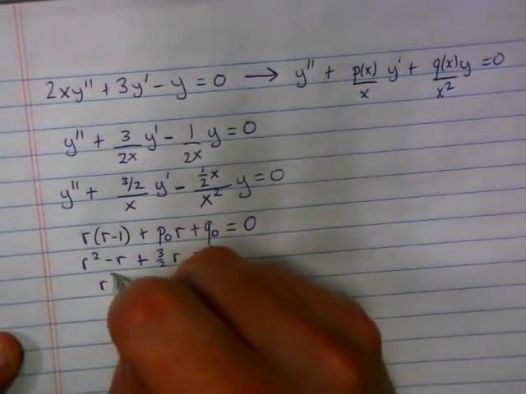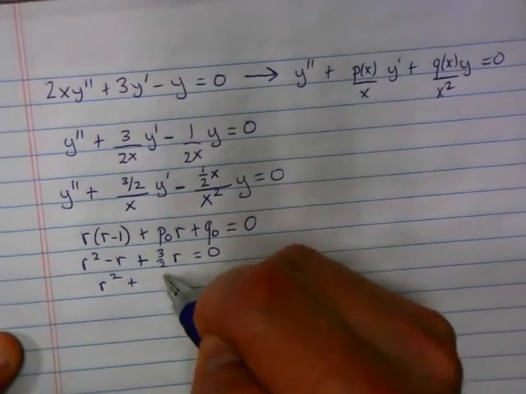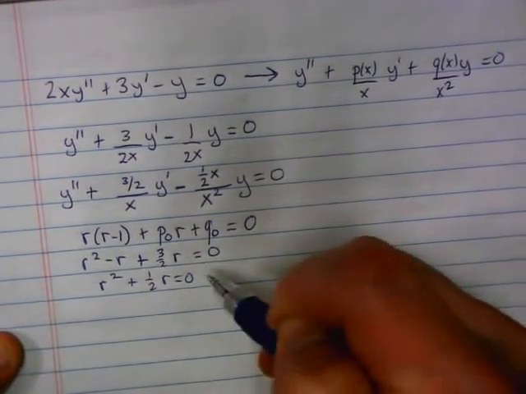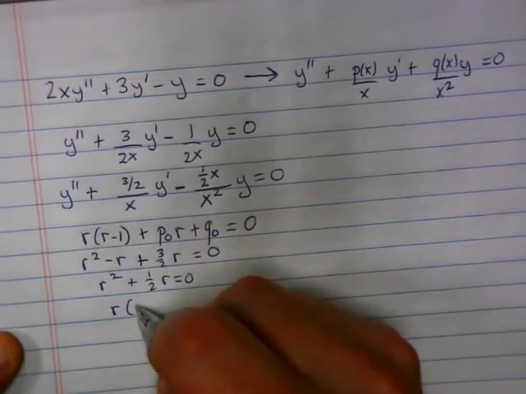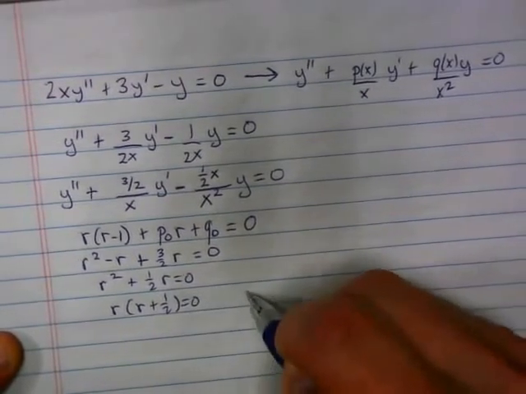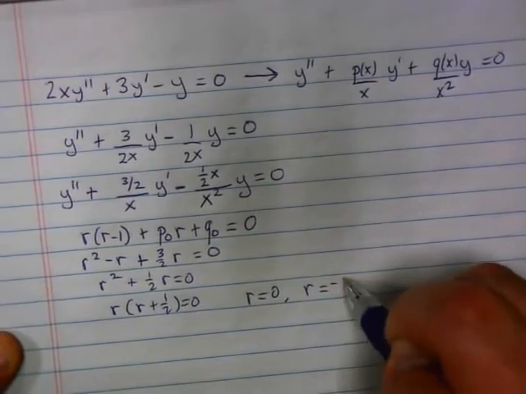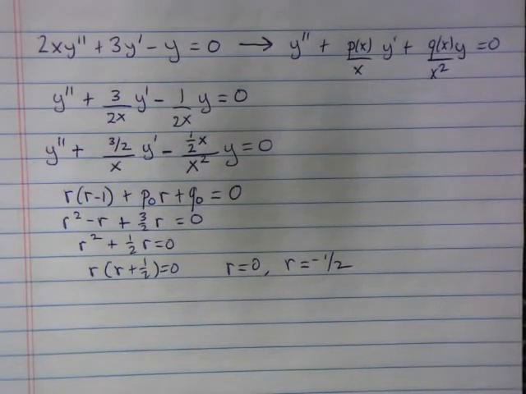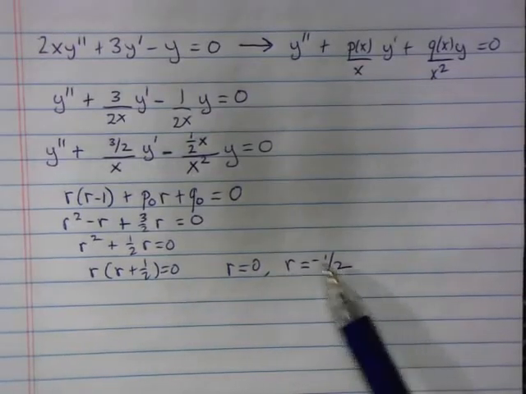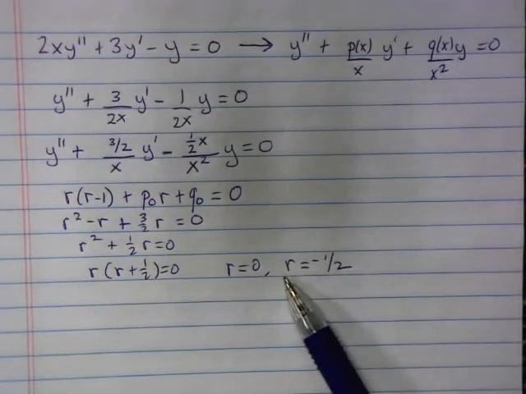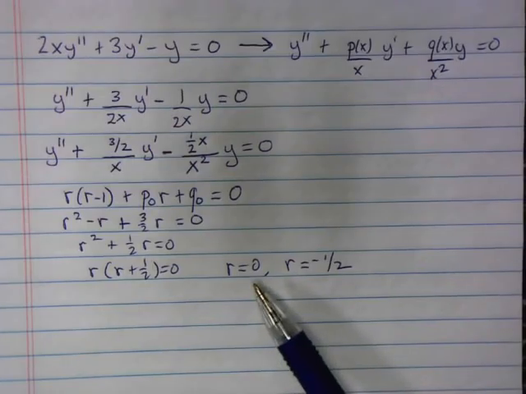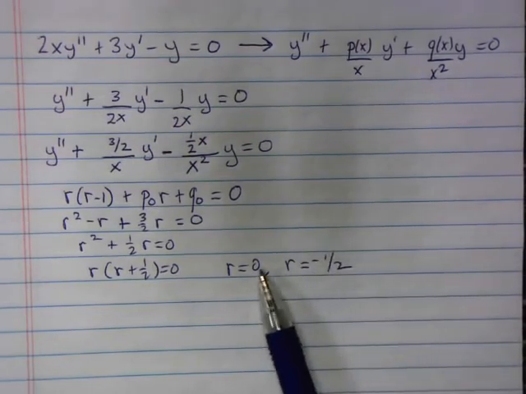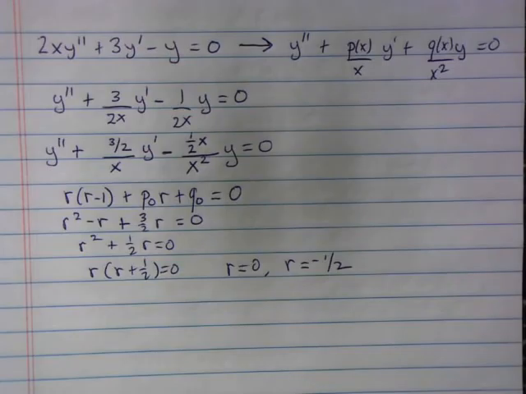This is r squared plus 1/2 r equals 0. So r times r plus 1/2 equals 0. I get r equals 0, r equals negative 1/2. We got two solutions. Do these two solutions differ by an integer? No, in fact, they differ by a half. So since these two solutions differ by a half, we are guaranteed two linearly independent solutions.